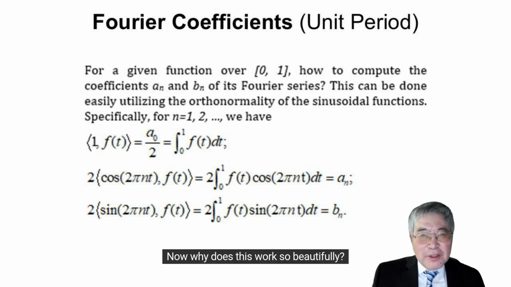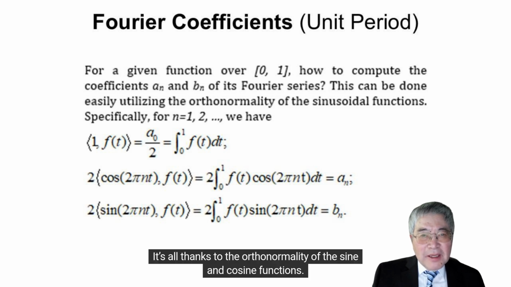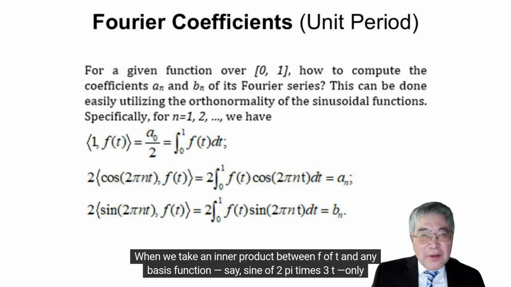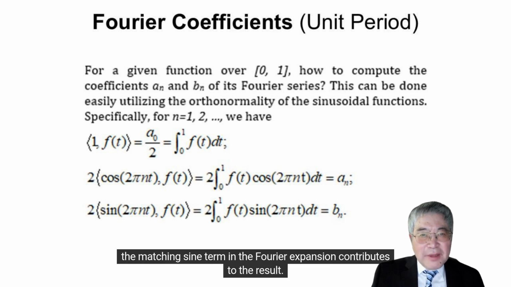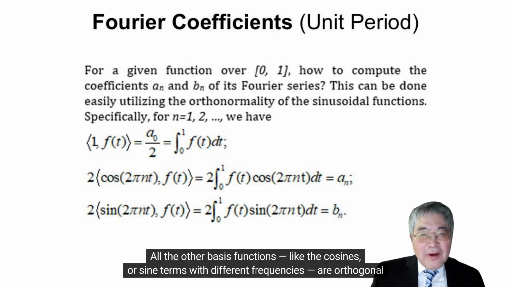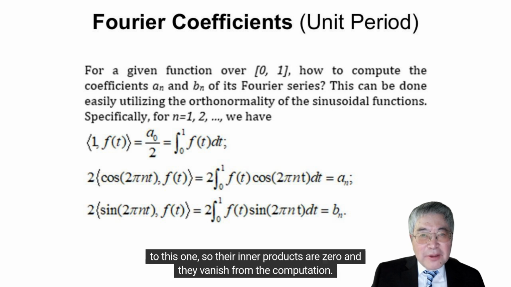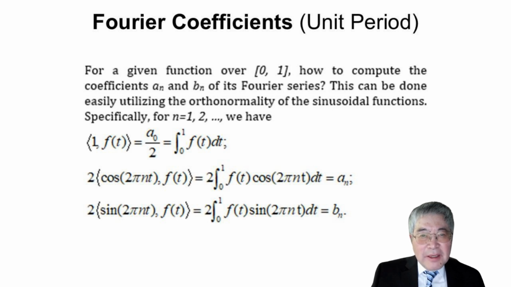Now, why does this work so beautifully? It's all thanks to the orthonormality of the sine and cosine functions. When we take an inner product between f of t and any basis function, say sine of 2 pi times 3t, only the matching sine term in the Fourier expansion contributes to the result. All the other basis functions, like the cosines or sine terms with different frequencies, are orthogonal to this one, so their inner products are 0 and they vanish from the computation.